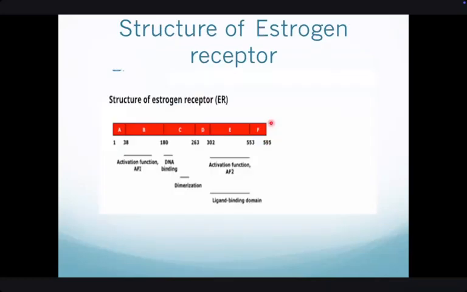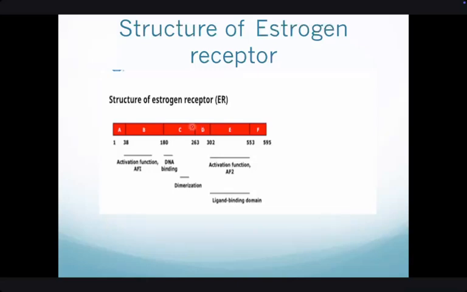Both estrogen receptor isoforms, if you look at this picture, contain domains A to F. The activation function 1 domain contains A and B, and activation function 2, E and F, facilitates the transcriptional activation of the receptor. So A to F represent different domains of the estrogen receptor. The numbers represent the amino acids.